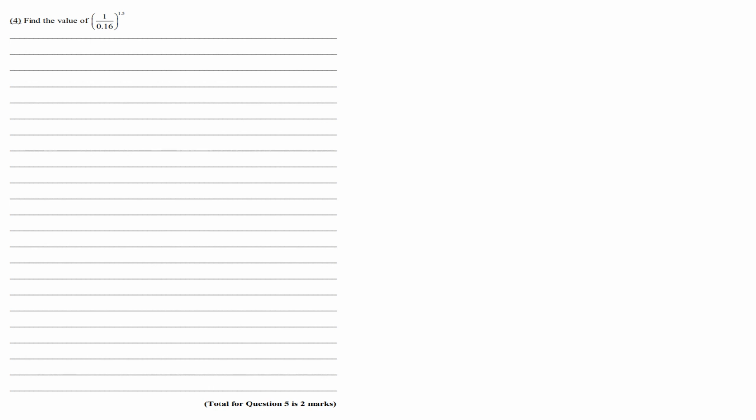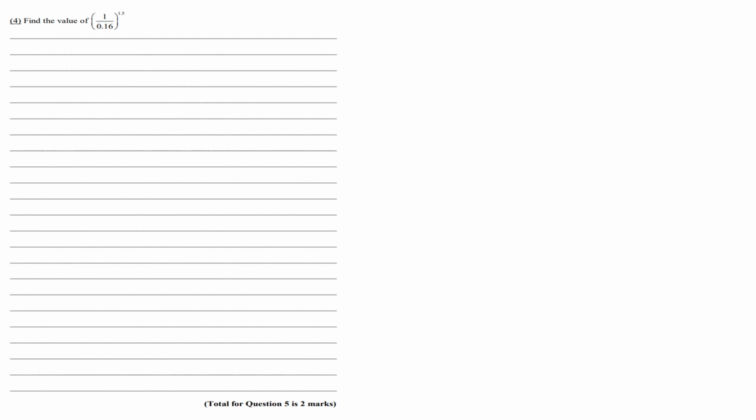GCSE 9 to 1 maths, looking at a really tricky, difficult grade 9 indices question. This is for higher tier only for GCSE 9 to 1 maths, but it's also appropriate for A-level maths and GCSE further maths as well, for the AQA level 2 GCSE further maths specification.